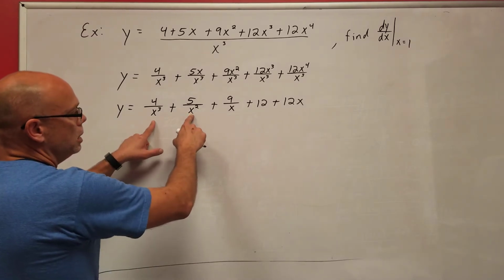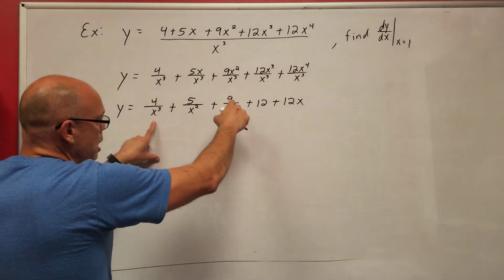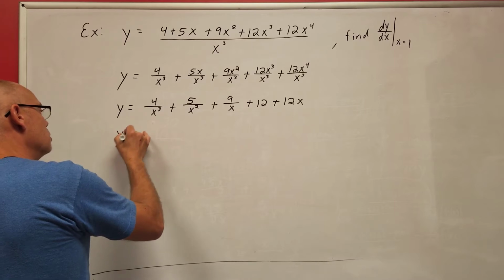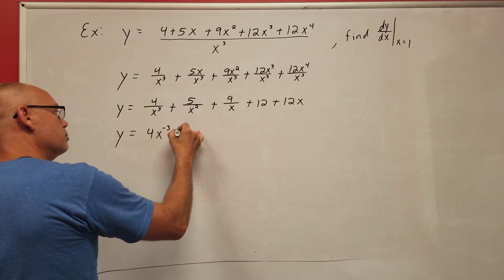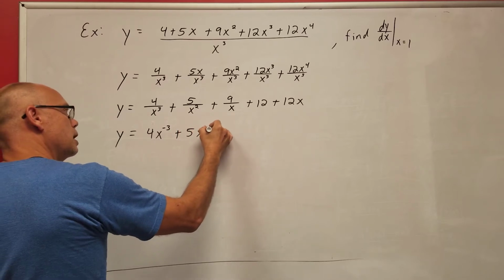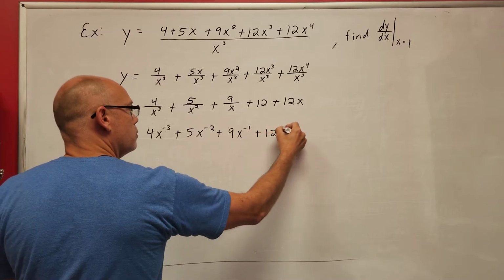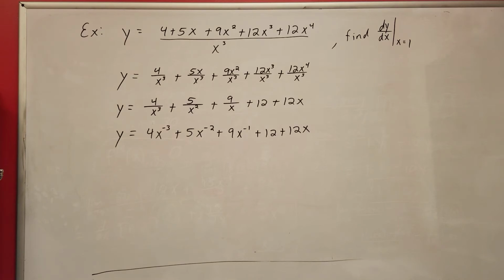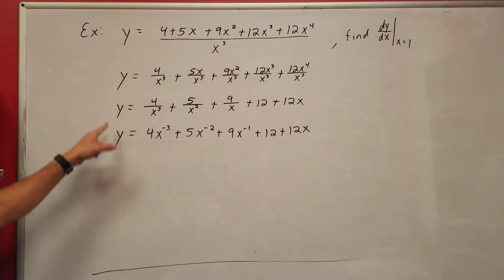Now, I don't like these x's being in my denominator. So I'm going to bring them up top and give them negative exponents. So y is equal to 4x to the negative 3 plus 5x to the negative 2 plus 9x to the negative 1 plus 12 plus 12x. Very important: this is still y. I have not taken a derivative yet. All I did was simplify y, so I'm calling it y.